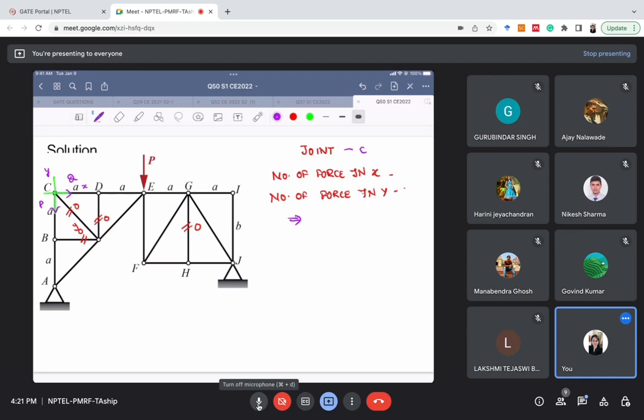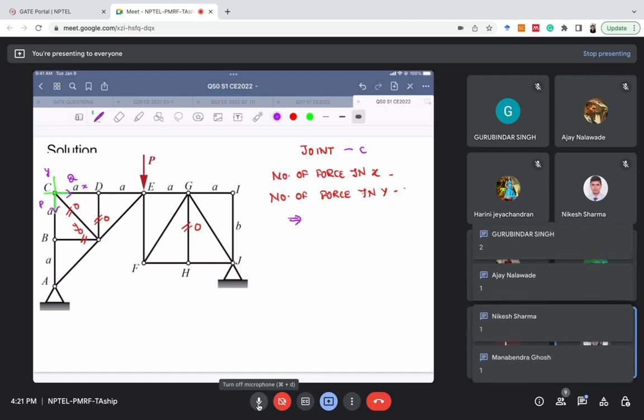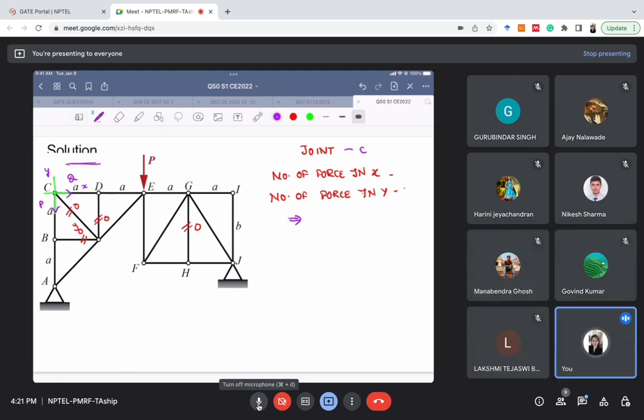Please be interactive. The number of forces in X direction is 1, only 1, right? Because other than Q there is no force in X direction. This is the X direction. Other than Q, at this joint there is no force in X direction, so we can write the number of forces in X direction as 1. And the number of forces in Y direction is also 1, that is P. Other than P there is no other force in Y direction for this particular joint C.